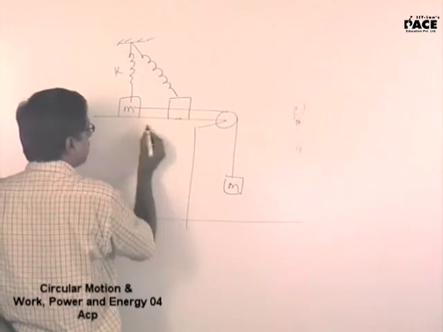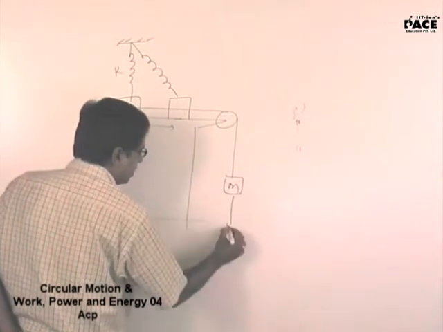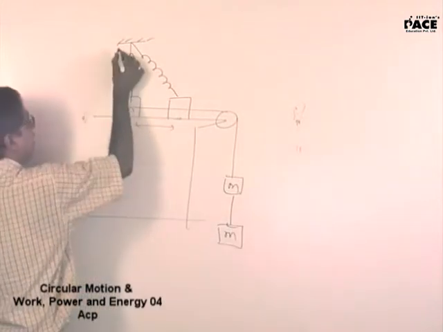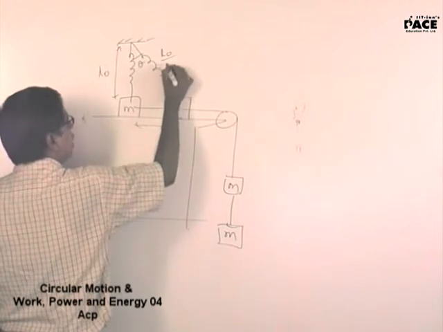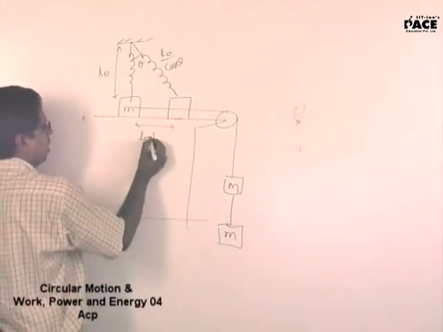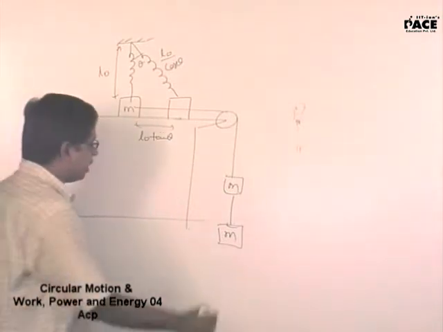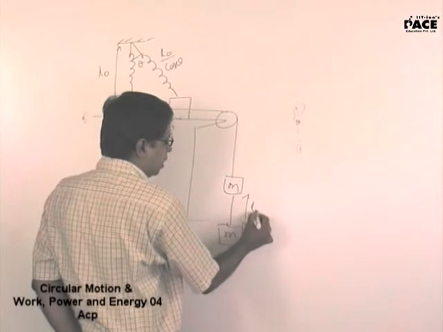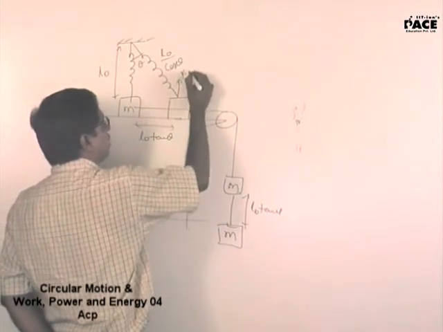When this block comes here, this will go down by the same distance. If I consider this length to be L0, this will be L0 by cos theta. This will be L0 tan theta. Yes, sir. Now if this is L0 tan theta, this will be L0 tan theta. When do you think this block will take off from the ground?